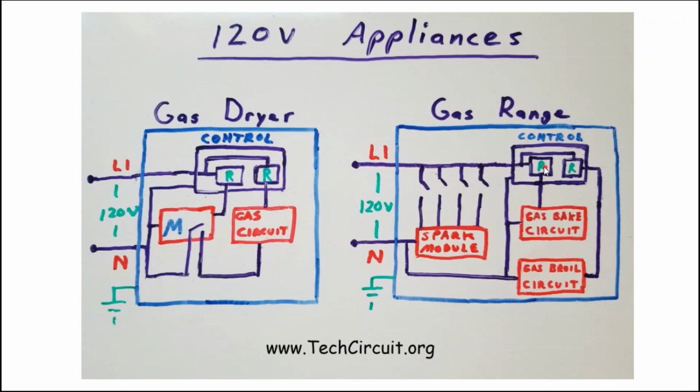The gas bake circuit is energized by a relay that is on the control board. The gas broil circuit is also energized by a relay on the control board. Note that there may be safety relays in here, but this is just a simplified circuit diagram.